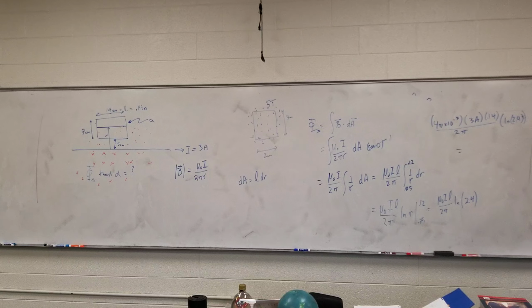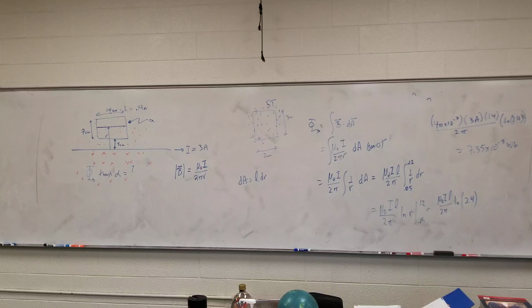What did you throw in for mu naught? 4 pi times 10 to the negative 7. Okay, I got 7.35 times 10 to the negative 8 webers. Does anybody agree with them? I got the same thing. All right, groundswell of 2, I guess 3, Joseph gave a nod.